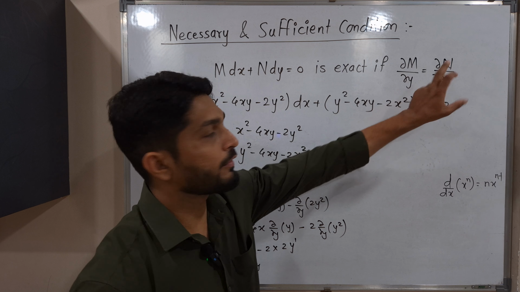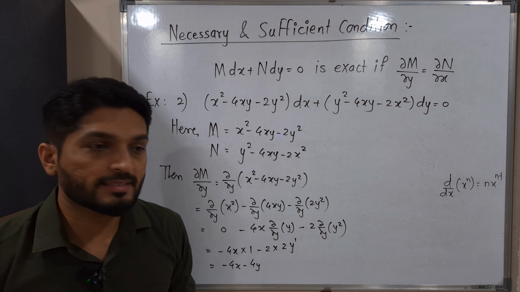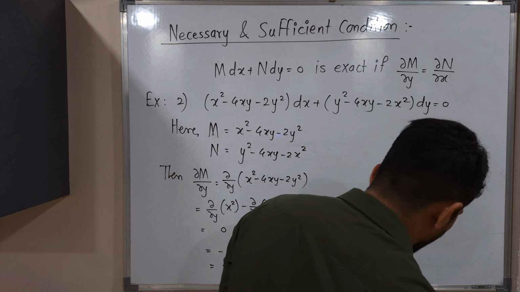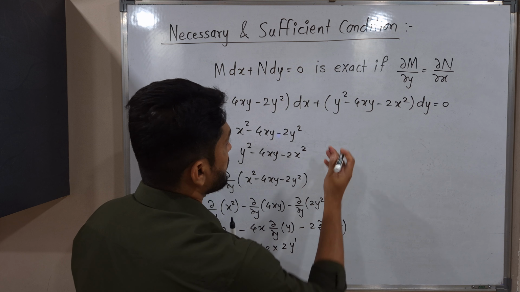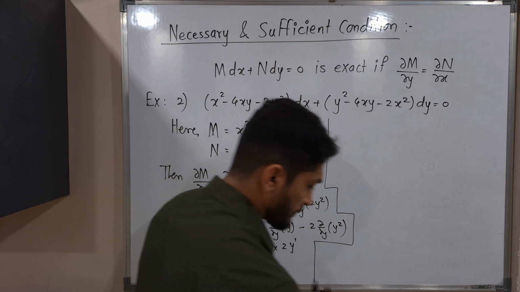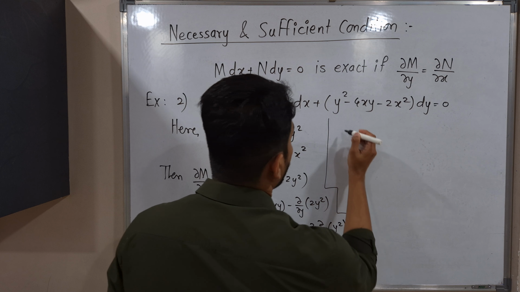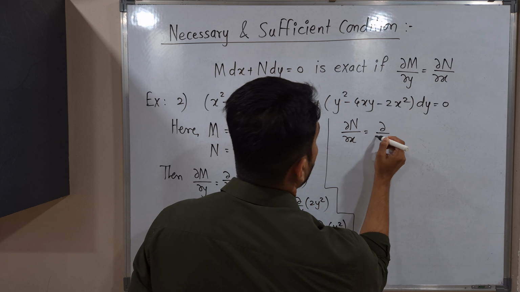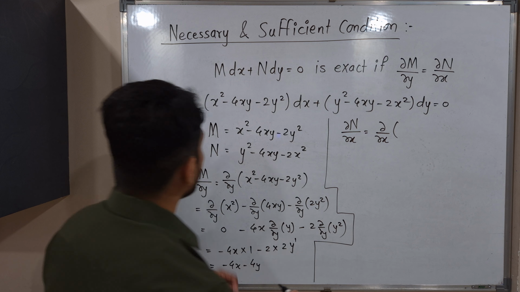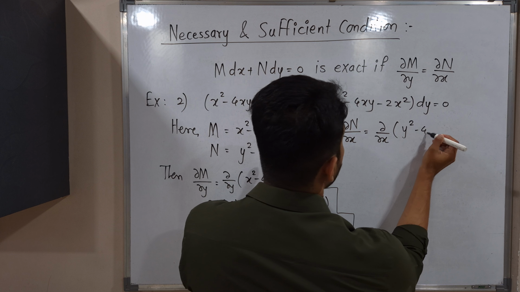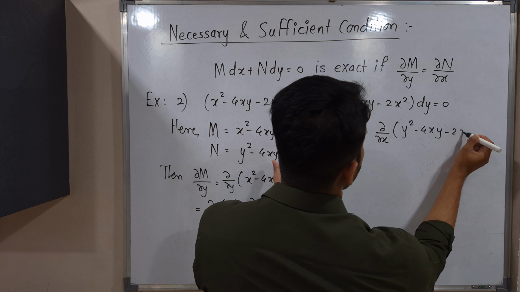Now I should find the value of del N by del x and we will check whether both of them are the same or not. Let us do it. Let me remove this part. Okay. Let us continue here. Del N by del x. So let me put the value of N. What is the value of N? This is the value of N: y square minus 4xy minus 2x square.